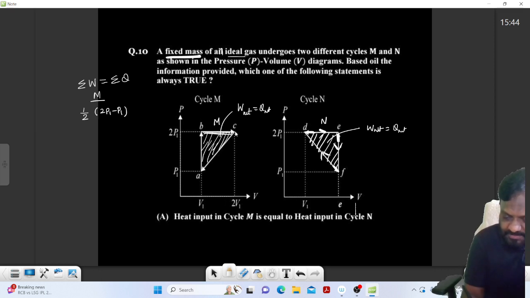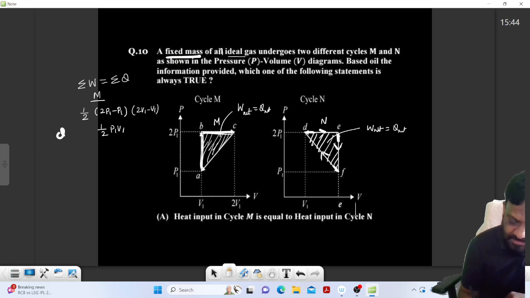2v1 minus v1. This height, this side. This is the base, and this is the height. Very good. What is this? 2v1 minus v1. And this will be half into p1 v1. That is the area of this cycle M. This is also net heat or network. This is nothing but net heat or network. But this is for cycle M.